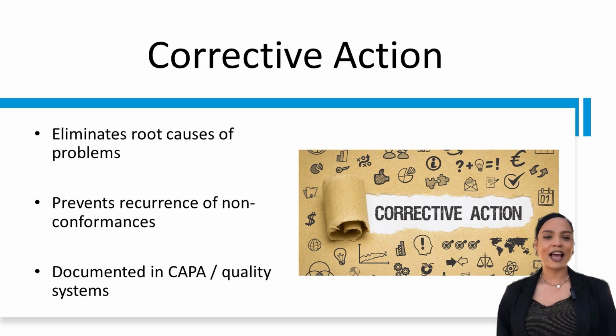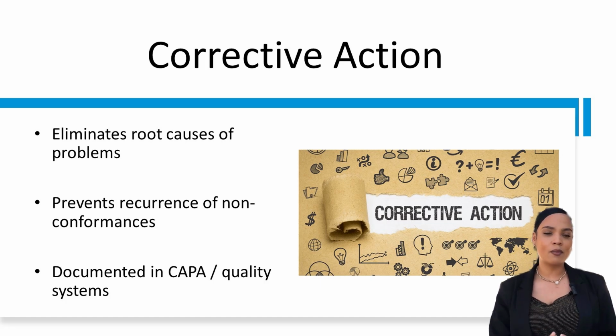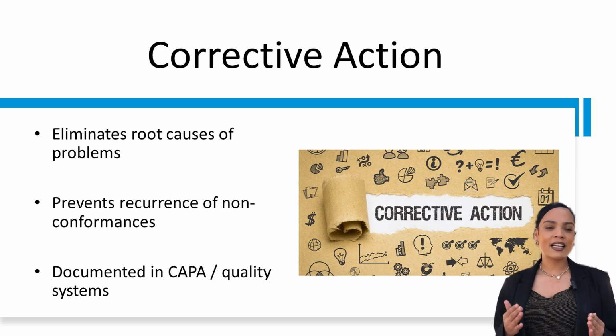Purpose of corrective action. The aim of corrective action is to: 1. Eliminate the root cause of a problem. 2. Ensure the problem does not come back. 3. Demonstrate control to customers, auditors, and management.